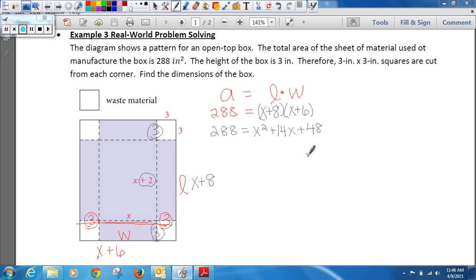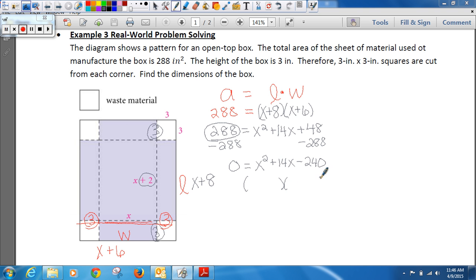And now I need to solve this. To solve it, I have to have it equal to 0. So I need to move 288 to the other side by subtracting the 288. So I get 0 equals x squared plus 14x minus 240. And now that it's set equal to 0, I can factor it and use our zero product property to solve.